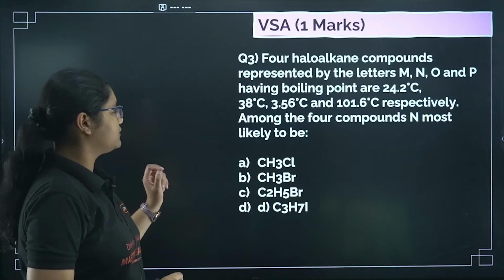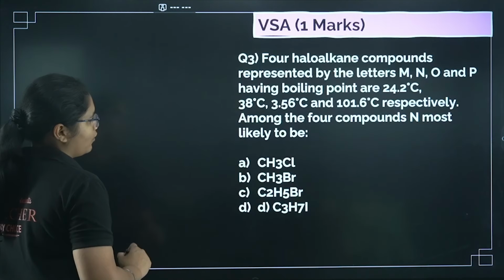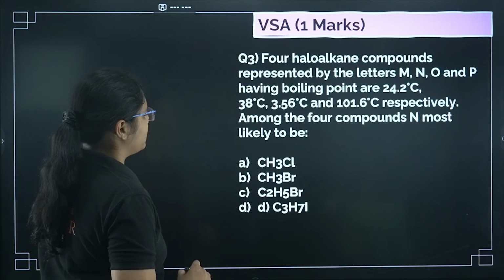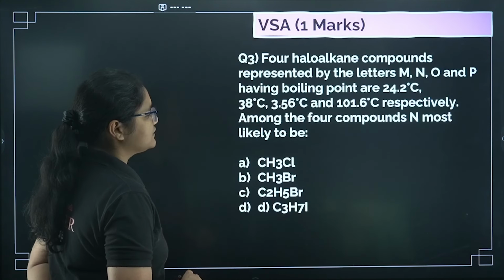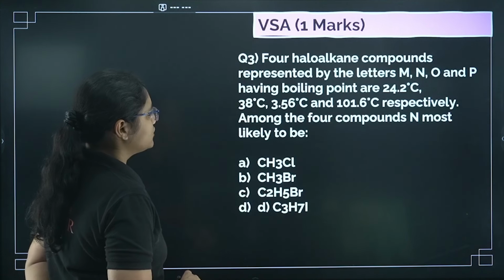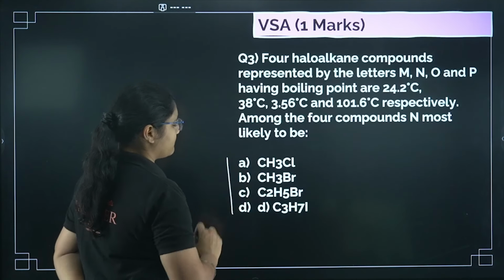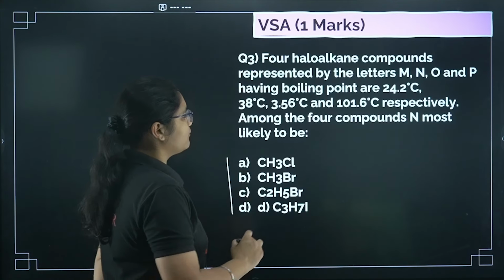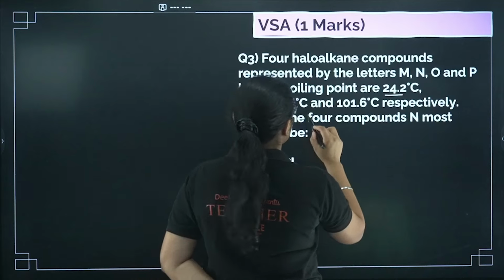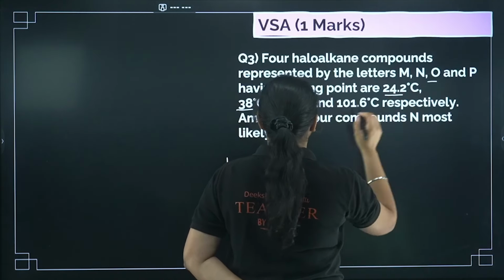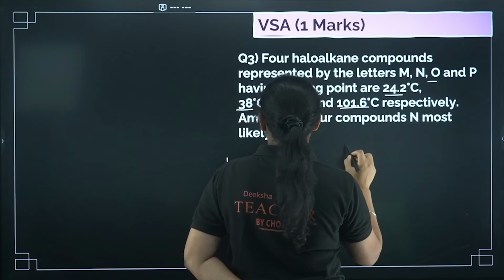Moving to question number 3: 4 haloalkane compounds represented by letters M, N, O and P have boiling points 24.2, 38, 3.56 and 101.6 degrees Celsius respectively. Among the 4 compounds, N is most likely to be. These are the 4 compounds given. So the order is like this: M is 24.2, N is 38, O is 3.56 and P is the highest one.